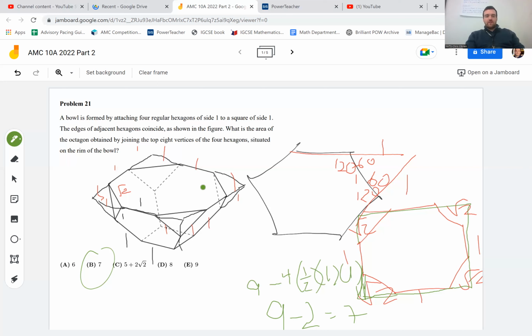And then you notice that you have a square, and these corners are basically you're taking a 3 by 3 square and chopping off corner triangles each with legs of length 1. So it's 9 minus 4 times 1 half, so 9 minus 2, or 7. So the answer is B, 7.